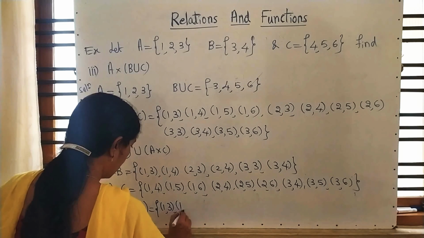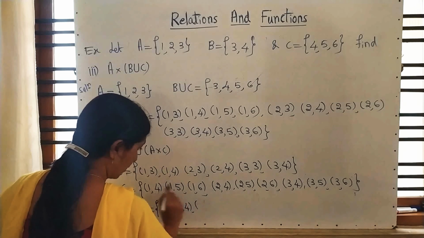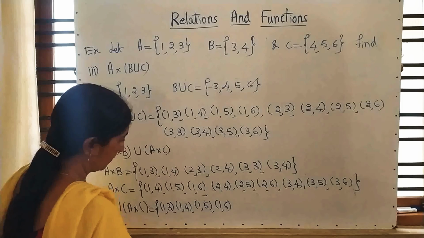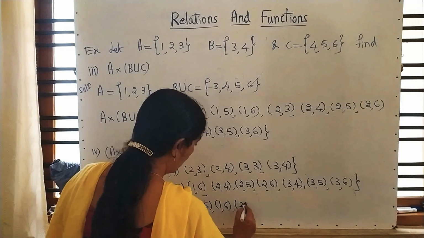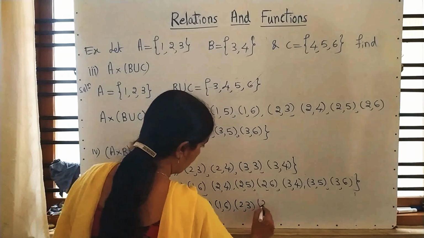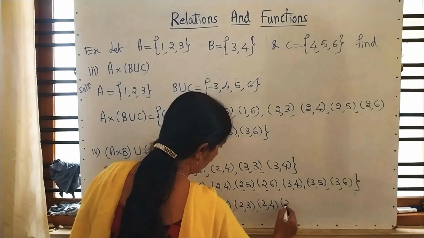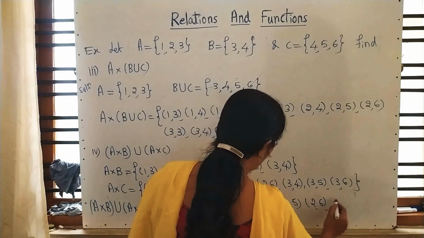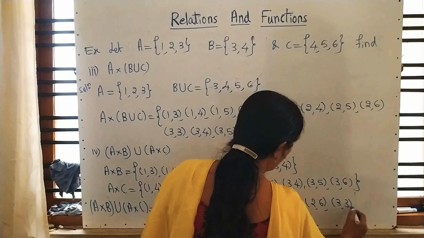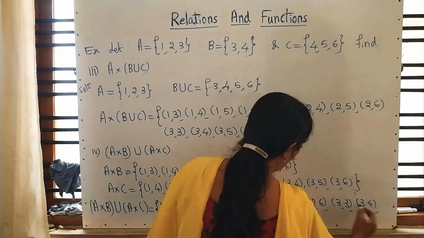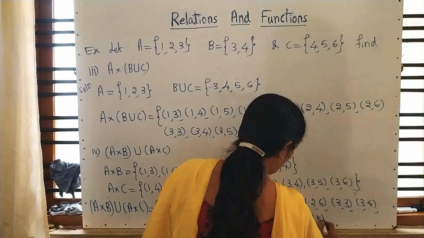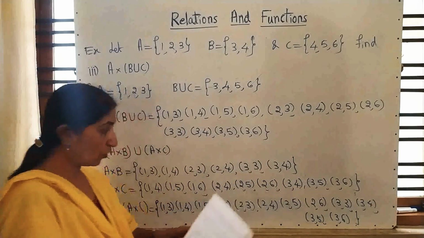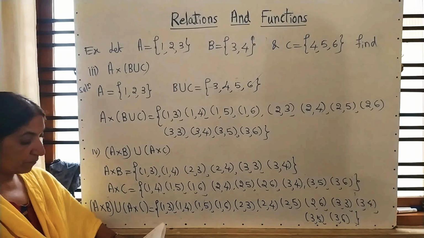(1,3), (1,4), (1,4) is repeated. (1,5), (1,6). Correct? (2,3), here (2,4) is repeated. (2,4), (2,5), (2,6). Then (3,3), (3,4), (3,5), (3,6). So are you following or what? Yes, it is very simple.